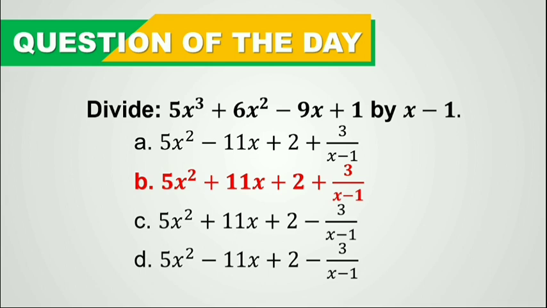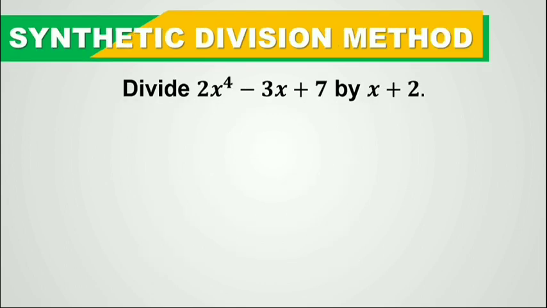Alright? Now, let me show you another example for you to understand this concept better. Let's divide 2x to the 4th power minus 3x plus 7 by x plus 2. Again, we're going to write this line. Since this is x plus 2, your divisor here will become negative 2. Okay?